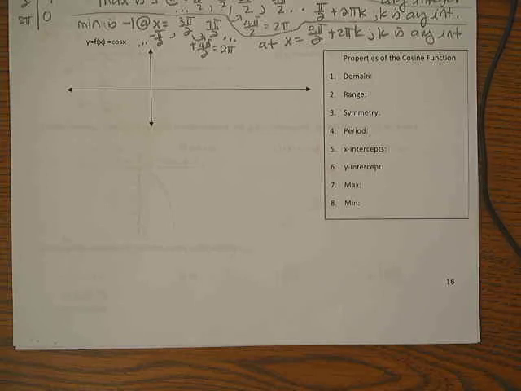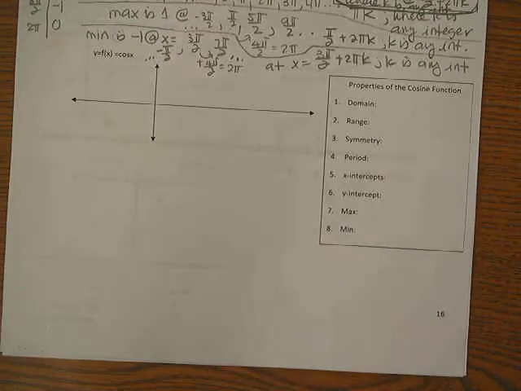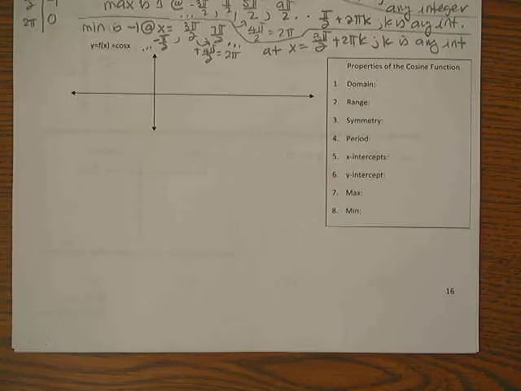Hey guys, today's video we are going to pick up where we left off on the graphing. Oops, excuse me, that kind of got moved a little bit. On the graphing of the parent function of cosine, okay?